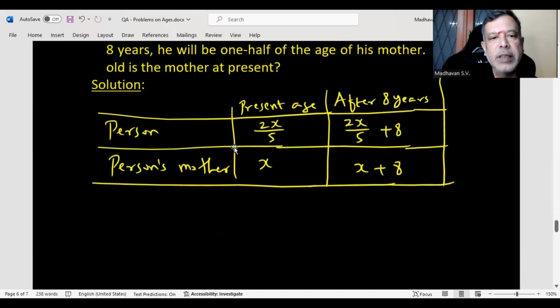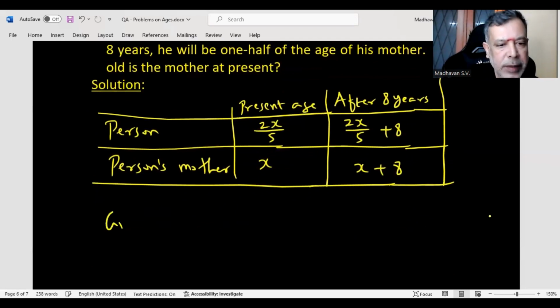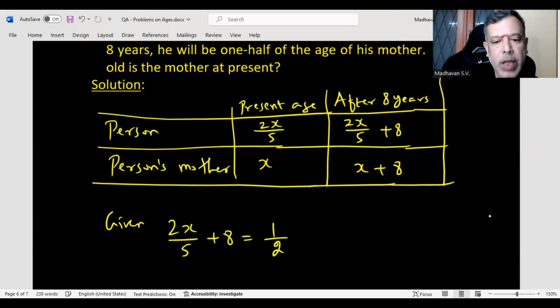Now, what is given? After 8 years, the person will be 1/2 of the age of his mother. So given, the person's age after 8 years is 1/2 of his mother's age. So 1/2 times x plus 8.